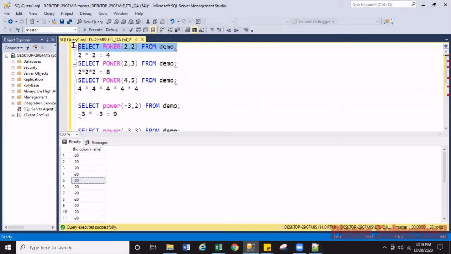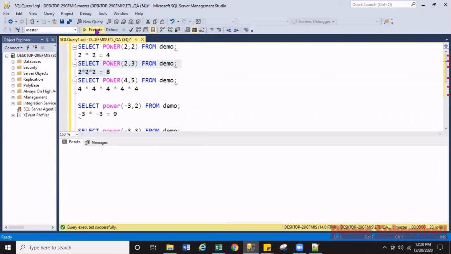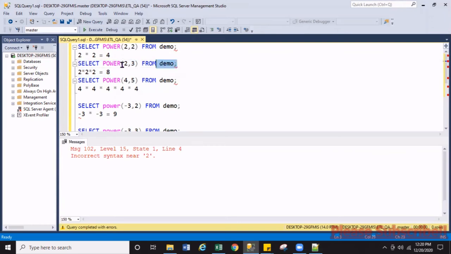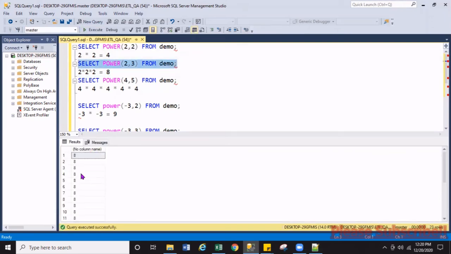So 2 to the power of 2 becomes 4. Now 2 to the power of 3: 2 times 2 times 2 becomes 8. So, 8.